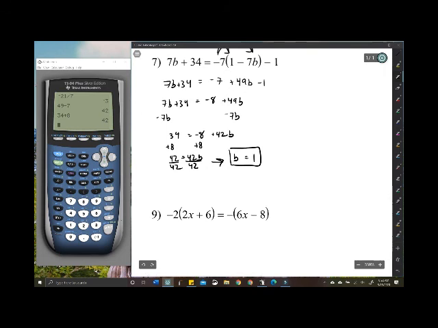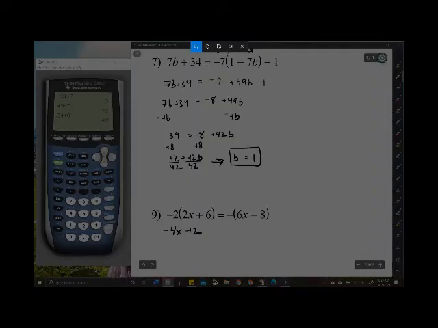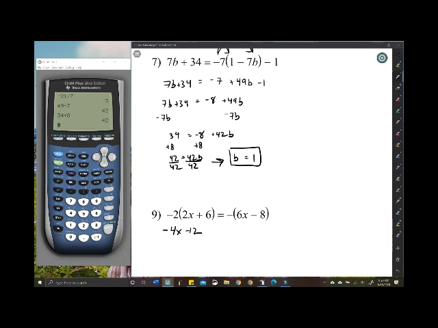Distributing the negatives. So negative 2 times positive 2, negative 4x. And then minus 12. Whoa, why did it get so dark? Okay. Is equal to, this one kind of looks like a negative 1. So it's negative 6x plus 8. So that's why I wanted to show you this one.